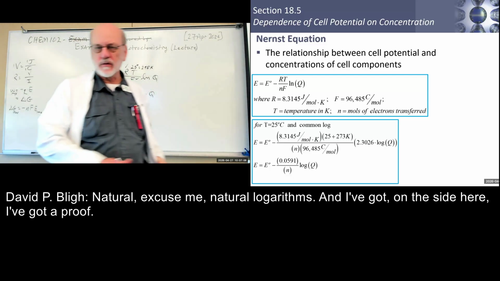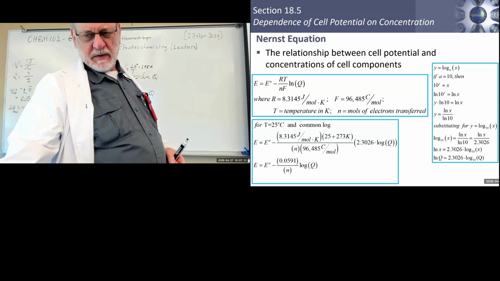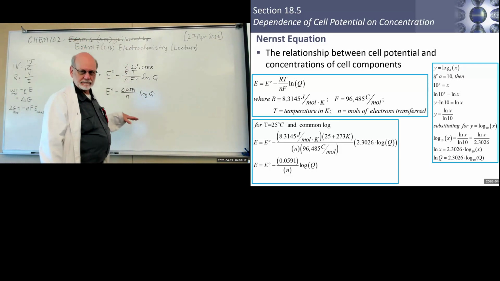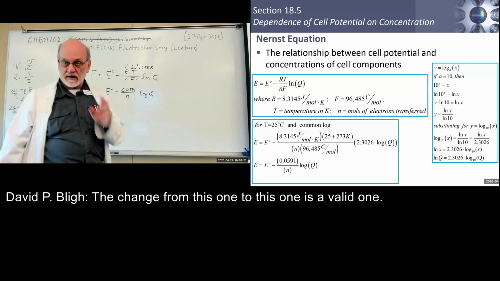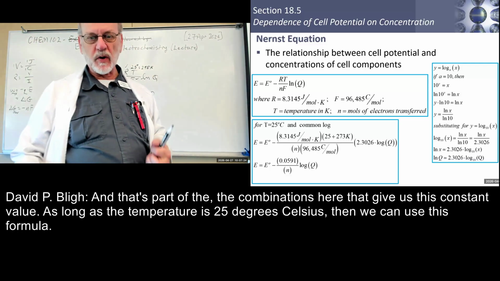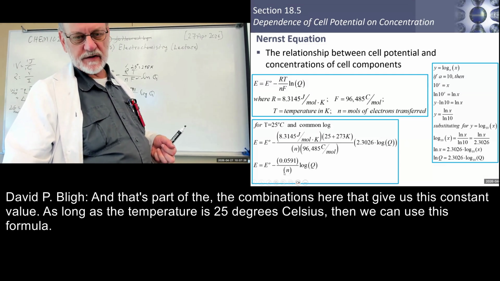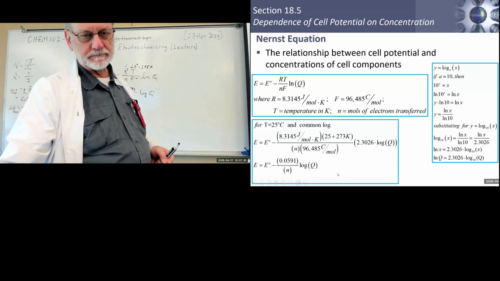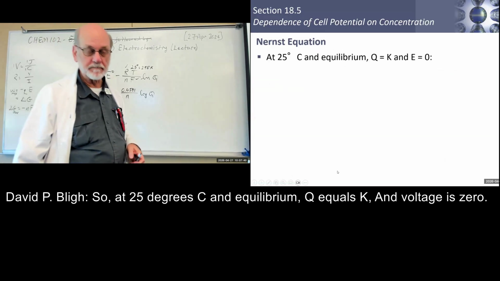And I've got on the side here a proof. You don't have to remember this. This just proves to you that the change from this one to this one is a valid one. And that's part of the combinations here that give us this constant value. As long as the temperature is 25 degrees Celsius, then we can use this formula. And that's the one we will be using.